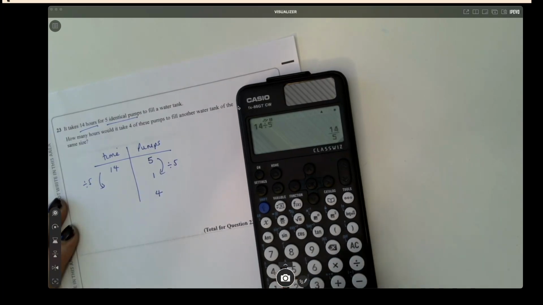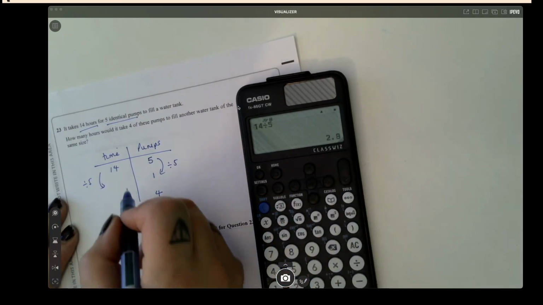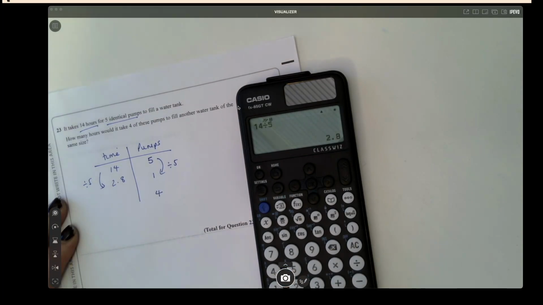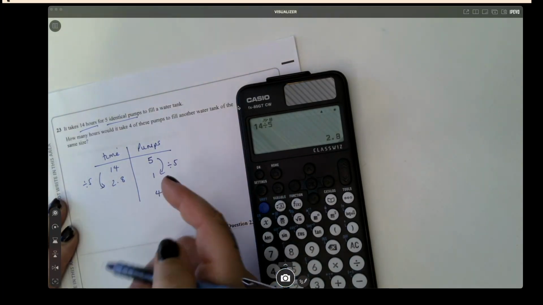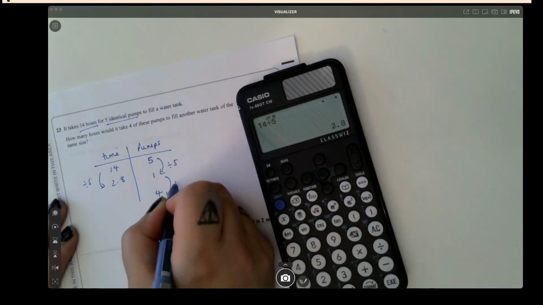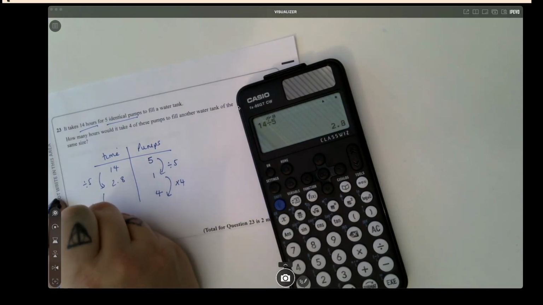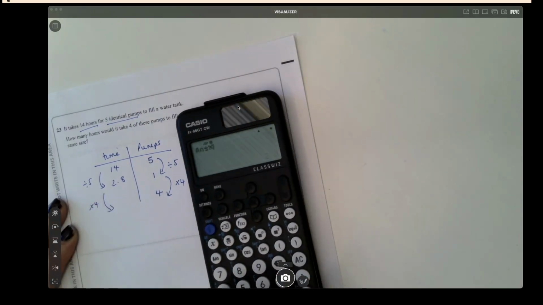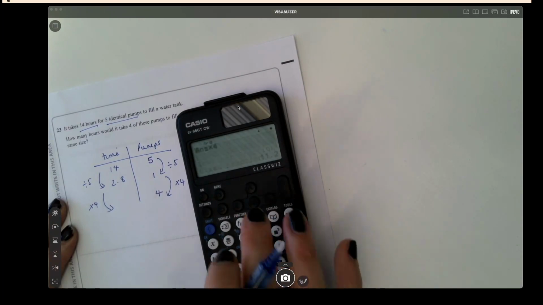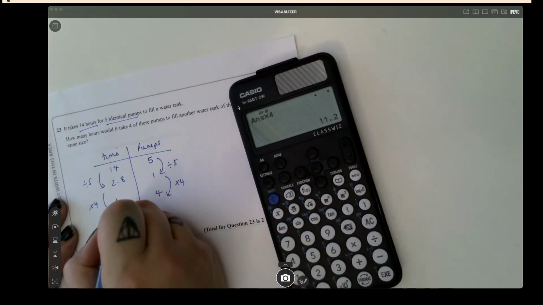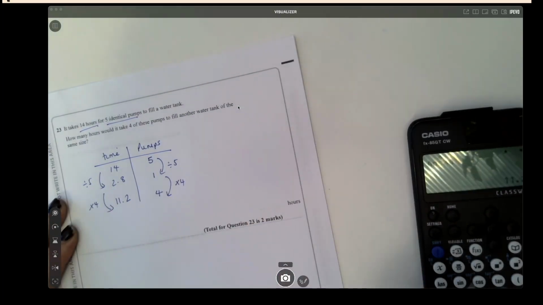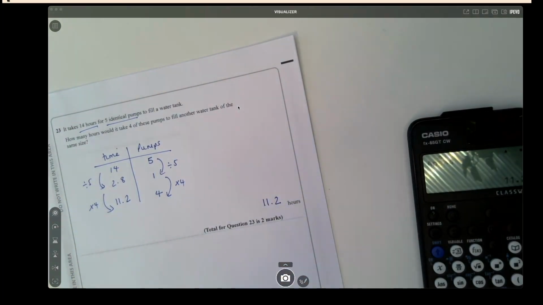14 divided by 5. So it would take 2.8 hours for 1 pump. We want to figure out how long it would take 4 of them then. So we're going to multiply by 4. So it'll take 11.2 hours for 4 pumps.